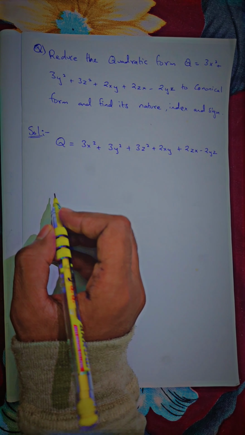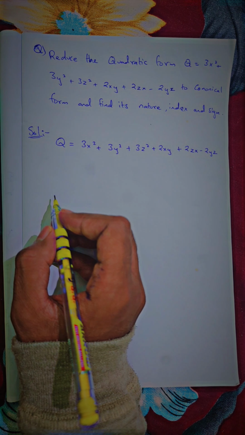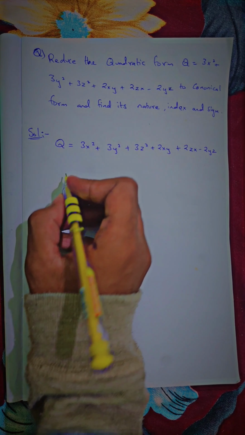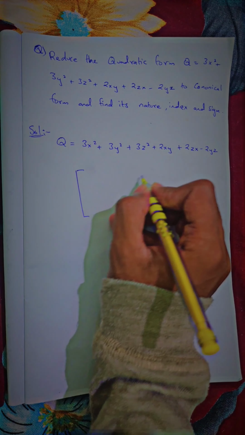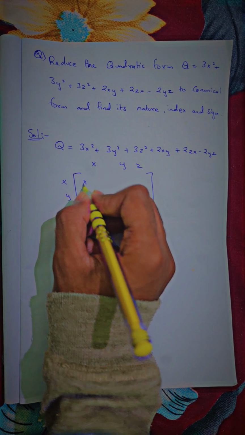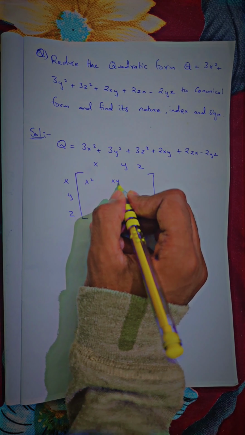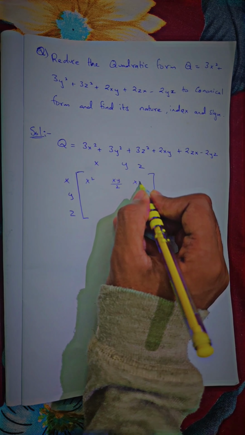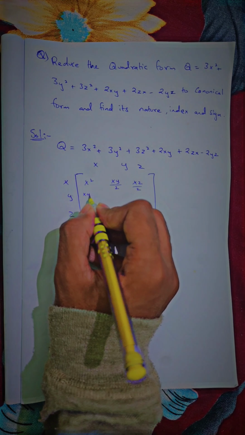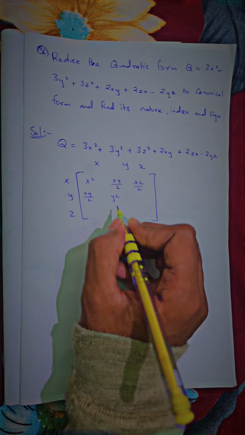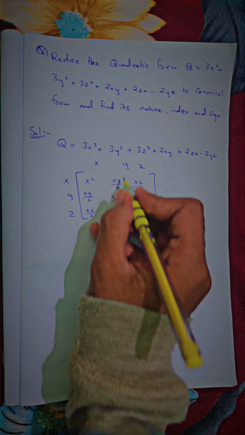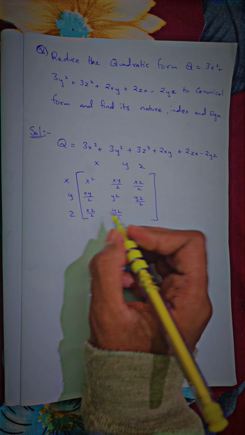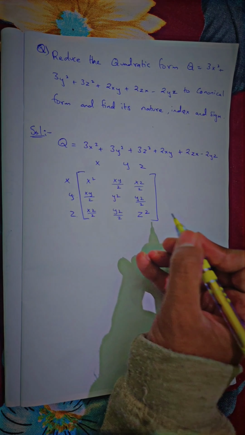This is a quadratic form given. We need to convert it to canonical form by using orthogonal transformations. Firstly, we can write it in a matrix form like this: [x y z] times the matrix with entries x square, xy by 2, xz by 2, xy by 2, y square, yz by 2, xz by 2, yz by 2, and z square.